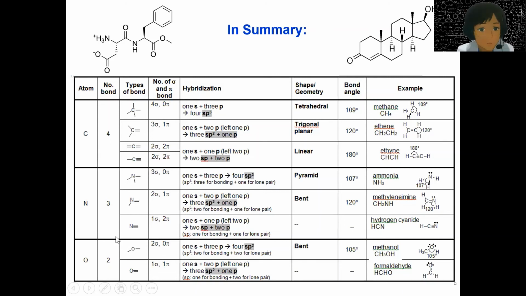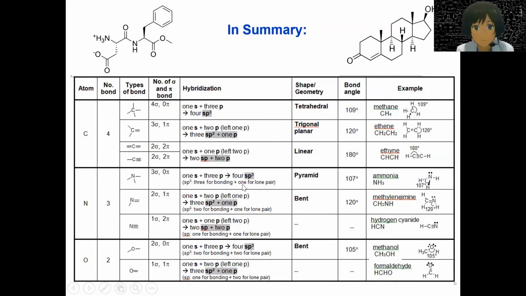For nitrogen, it is able to form three bonds. Three bonds means you can form three single bonds, or one double and one single, or one triple bond. They all equal three bonds. For all single bonds, they are all sigma bonds. If there's a double bond, that means 2 sigma 1 pi. If it's a triple bond, it's 1 sigma 2 pi.